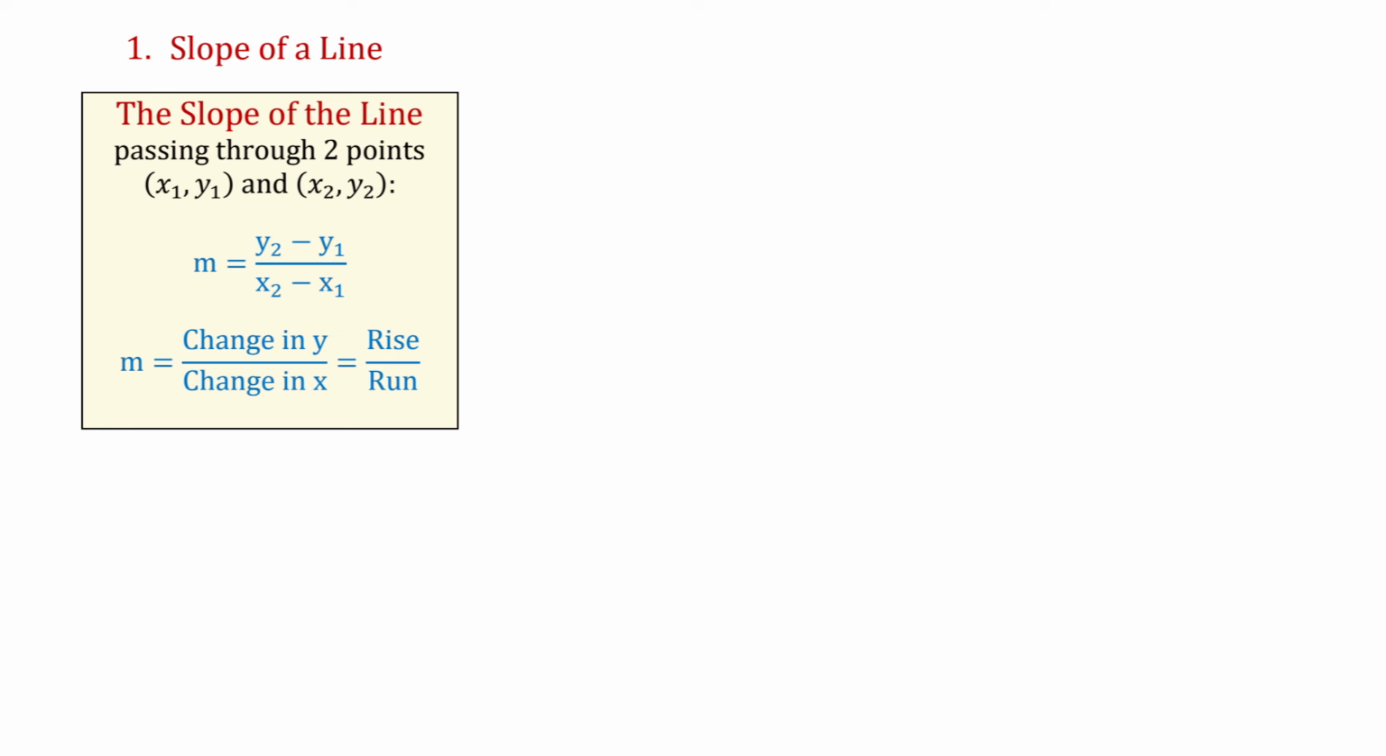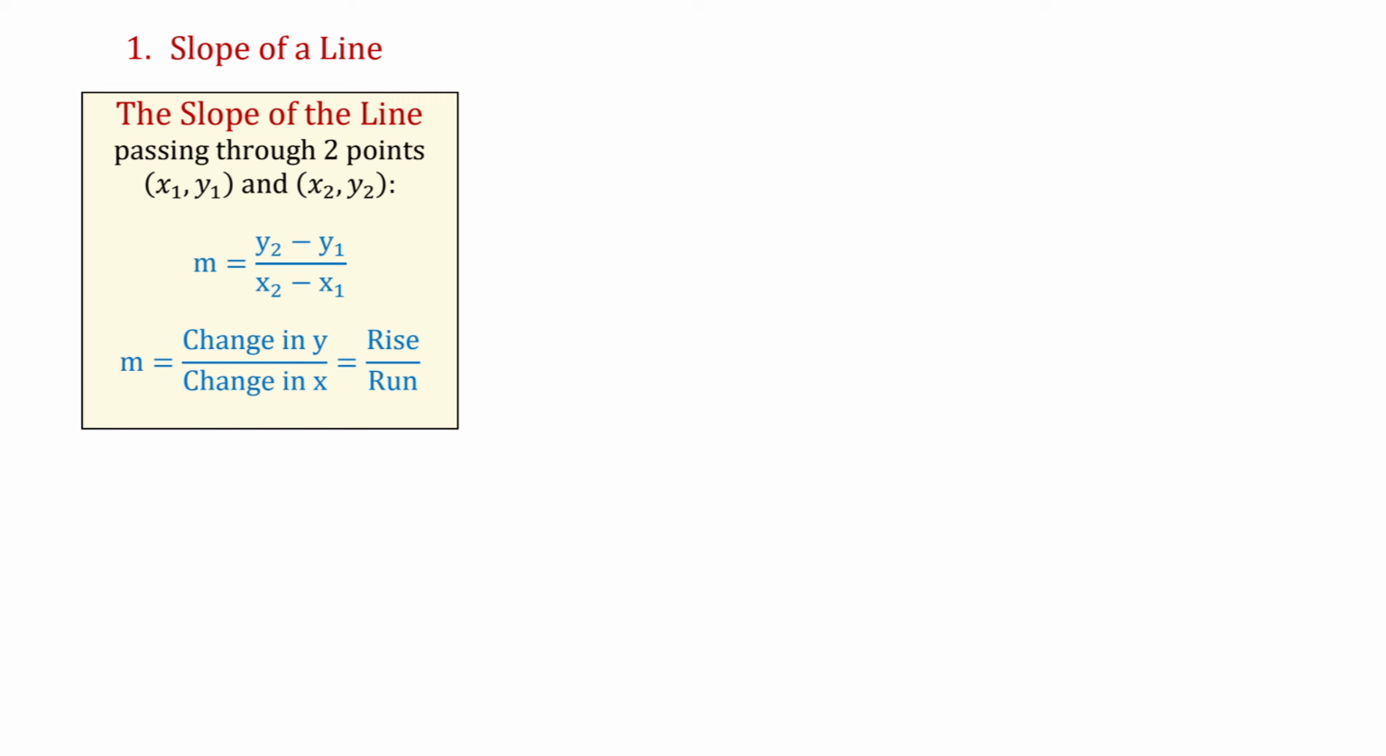And here you need to know that if you have a line passing through 2 points x sub 1, y sub 1 and x sub 2, y sub 2, then the slope is calculated using the formula m equals y sub 2 minus y sub 1 over x sub 2 minus x sub 1. So what the slope is, it is change in y over change in x, which is rise over run.